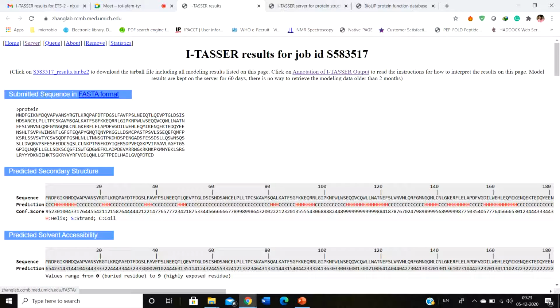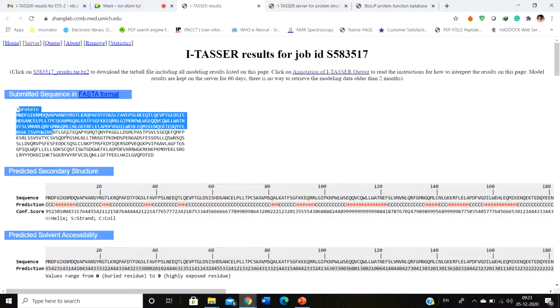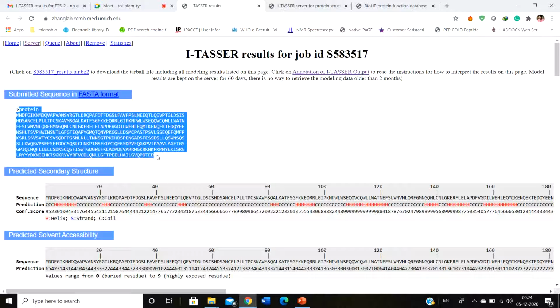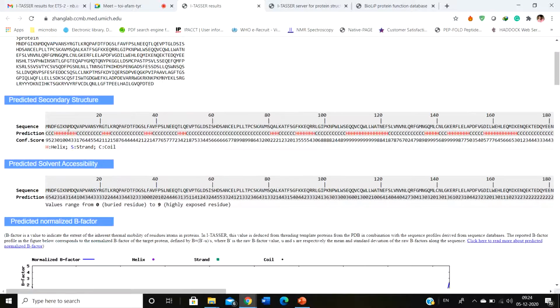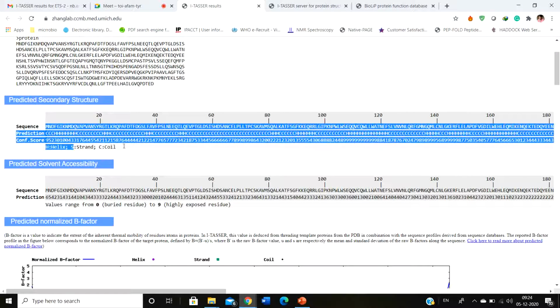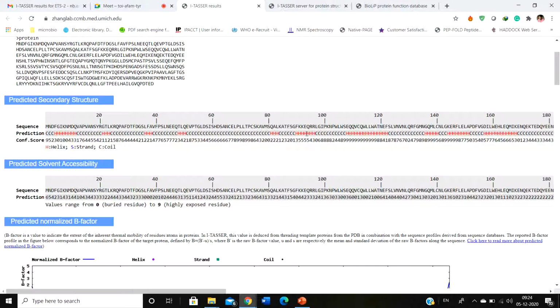First of all, you are going to have the submitted sequence in the FASTA format. Now it is going to give you the predicted secondary structure, like which amino acid has which structure, and then comes the confidence score. Now the better your score, the more confident the server is.